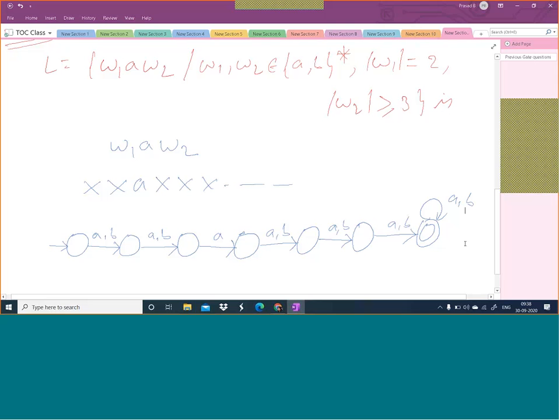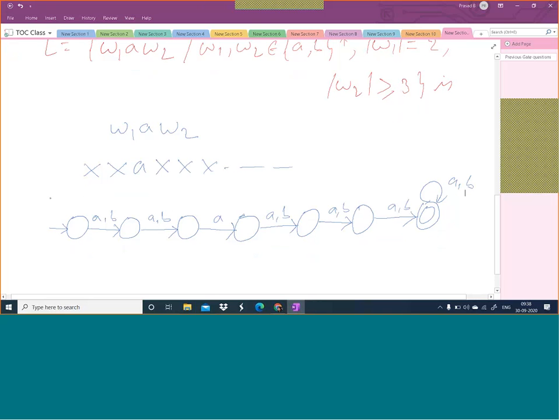Suppose third is A, it comes to this, and fourth can be anything, fifth can be anything, sixth can be anything, then after that it can be. So these are the number of states. How many? 1, 2, 3, 4, 5, 6, 7, 8 states. So 8 is the answer.